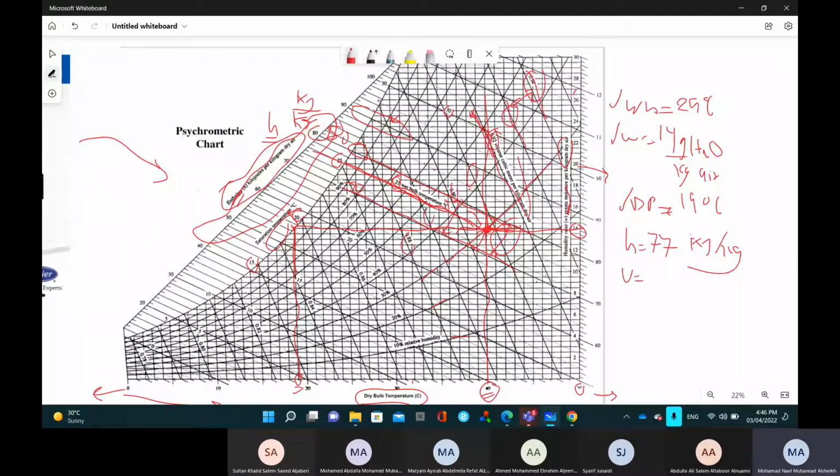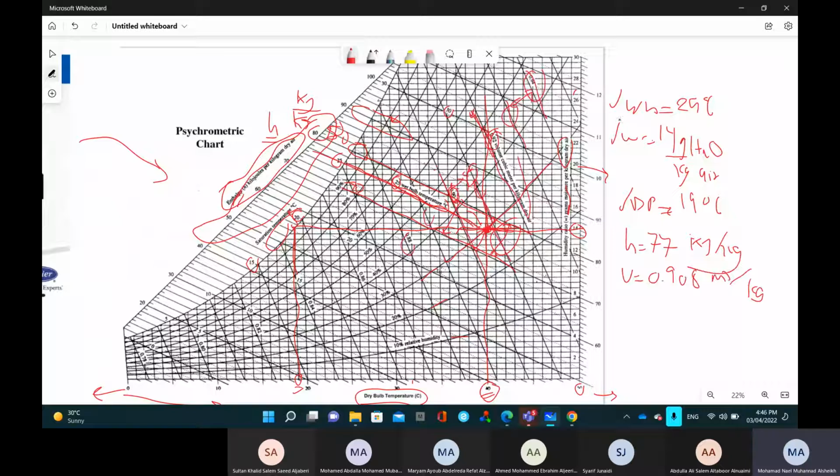Now again, we can do the same thing. This is the first line and the second one that our point lies in between. So it is between 0.90 and 0.91, and we can say that it is much closer to 0.91 than 0.90. So the volume will be 0.908 or 0.907, depending on your approximation. And here the unit will be cubic meter per kilogram.